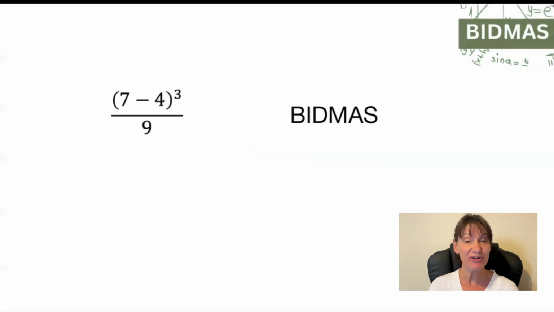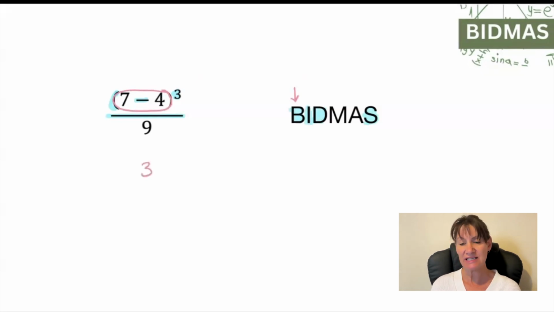Okay, same routine. We're just going to highlight everything that we can see. So we've got brackets, we've got the take, we've got the power, and that fraction line is a divide. So we have got 4 different things happening within this question. So we're going to do our brackets first. 7 take 4 is 3.